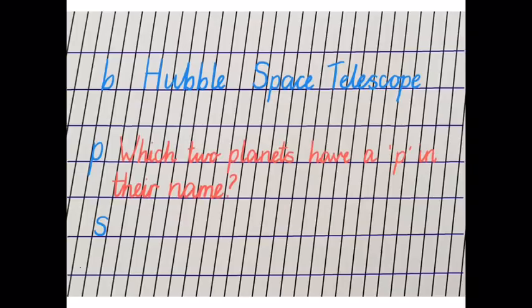For the letter P, you only need to write 2 words, and they are the 2 planets which have a P in the middle of their name. So if you can't remember the names of the planets, you might need to quickly go and do some research. But 2 of the planets in our solar system have a P in the middle of their name. Write those words on the next line.